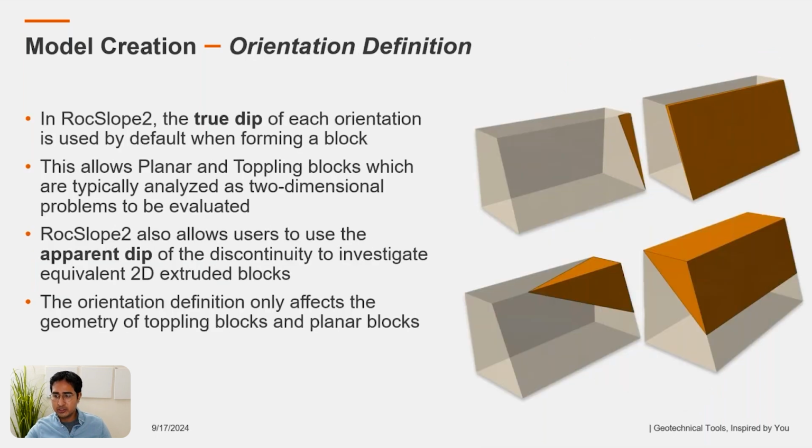In RocSlope2, the true dip of each orientation is used by default to form a block. This is actually what allows for this seamless transition from a kinematics analysis in DIPS to a limit equilibrium in RocSlope2, especially for planar and toppling blocks. And since planar and toppling analyses are typically evaluated as 2D problems, a quick way to convert planar and toppling blocks into equivalent 2D extruded blocks is to set the orientation definition in RocSlope2 to apparent dip. Now, it's important to note that the orientation definition only affects the geometry of planar and toppling blocks.